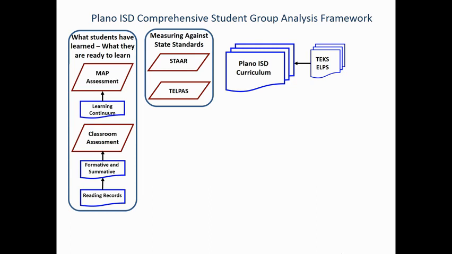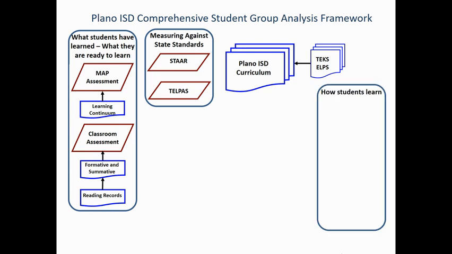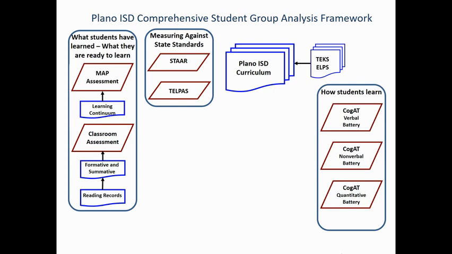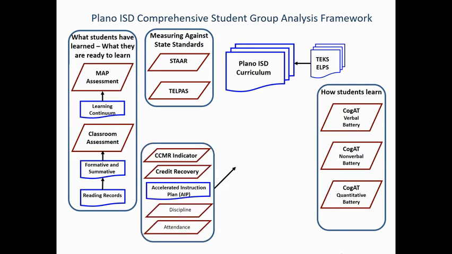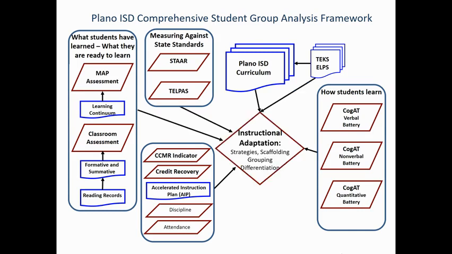Classroom assessments include the full range of formative assessments, both informal and formal, both common and classroom specific, that teachers utilize to monitor student learning. You also need to know what kind of instruction would benefit each student the most. This will maximize the instruction for your students. COGAT is a cognitive abilities test, which provides us with information on how each student learns best. We also have information about CCMR, credit recovery, accelerated instruction plans for some students, discipline and attendance data. All of this information is considered together when making instructional choices in the classroom.